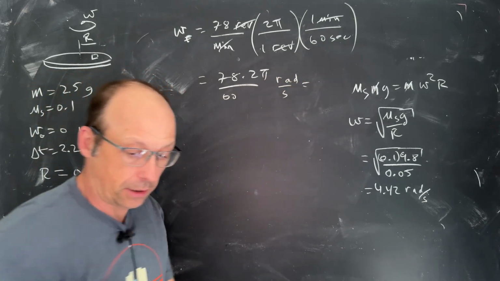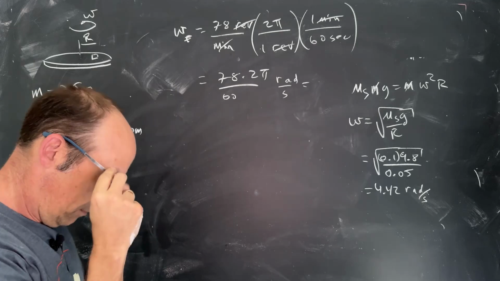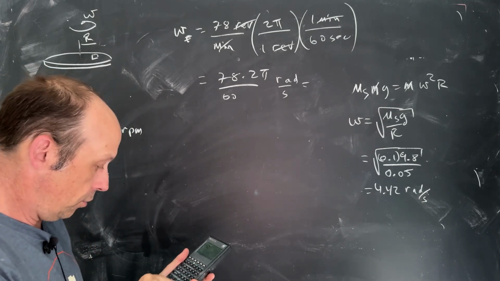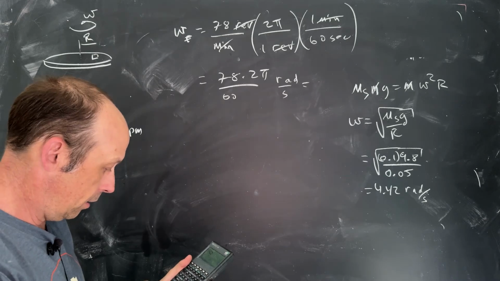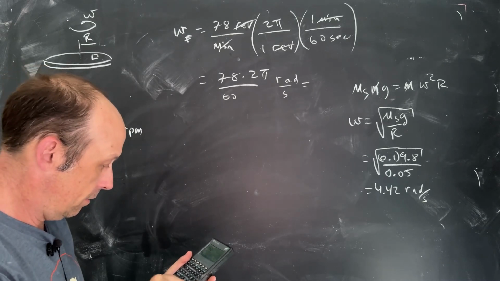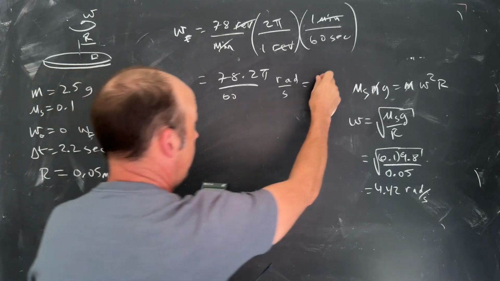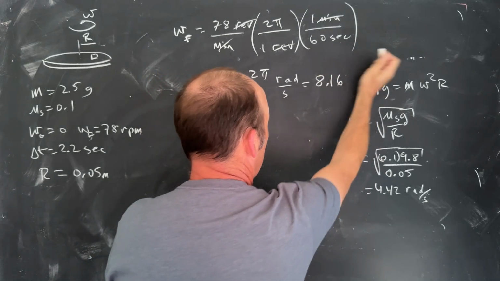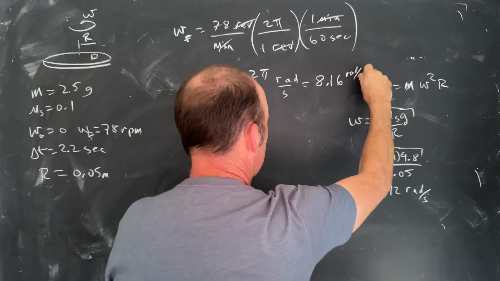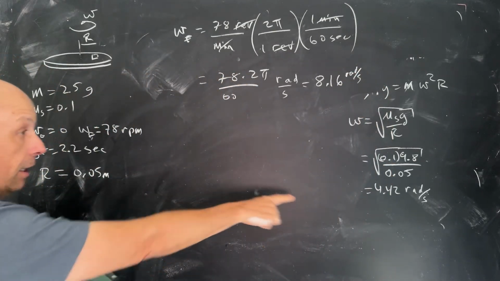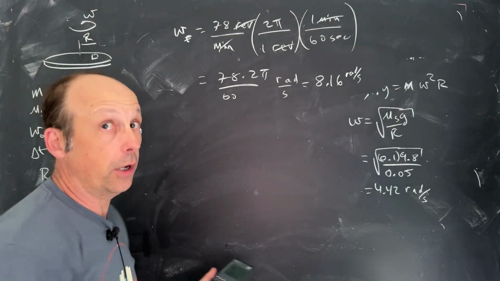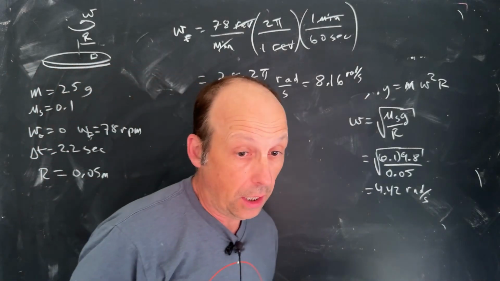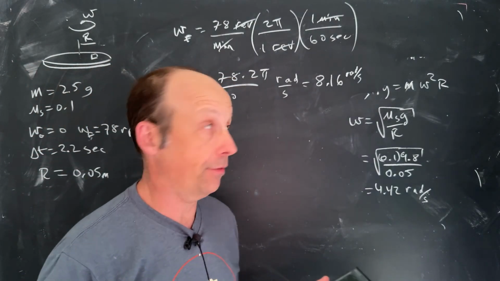And let's calculate what that is. 78 times 2 pi divided by 60, and this is 8.16 radians per second. So you can see right here that this is indeed less than that. So it will slip off before it reaches full speed. Okay, now the question is, what time does it fall off?